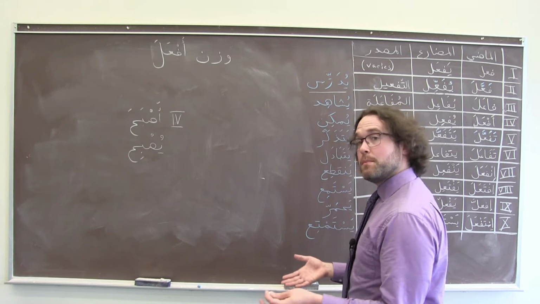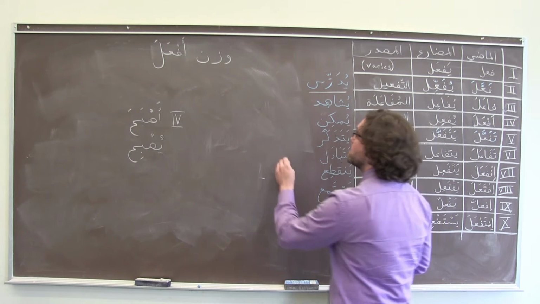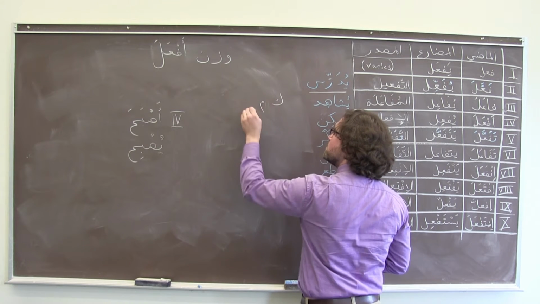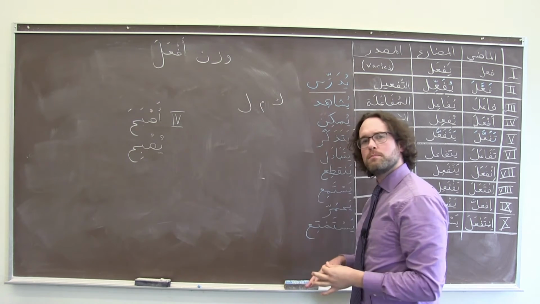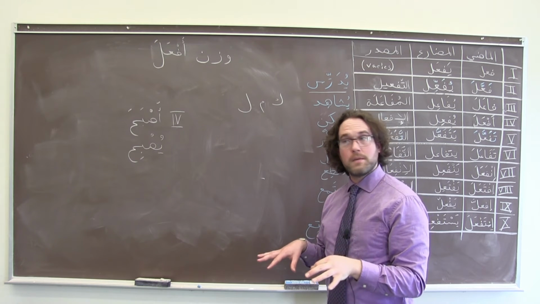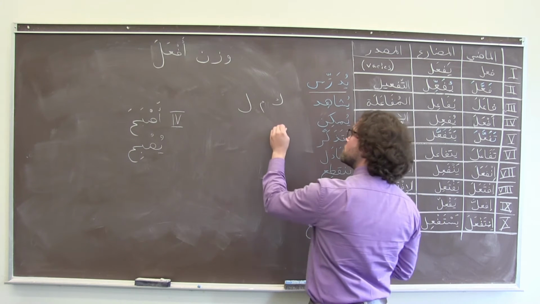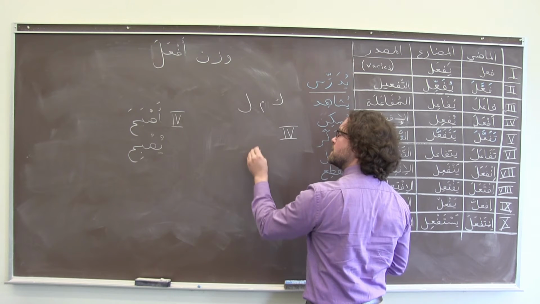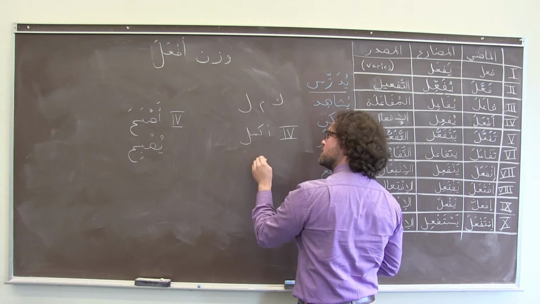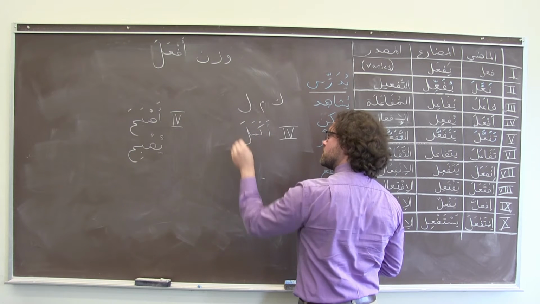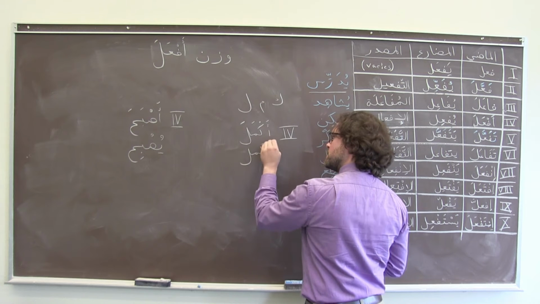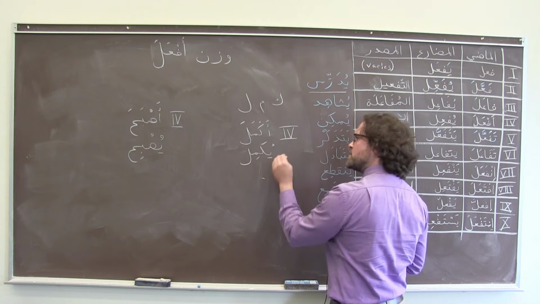But a couple of examples that might be relevant. We have a judr kaf mim lam that has to do with being finished or complete. And in form 4, we have a very handy verb. In the past tense, akmala. Present tense, yukmil, which means finish.